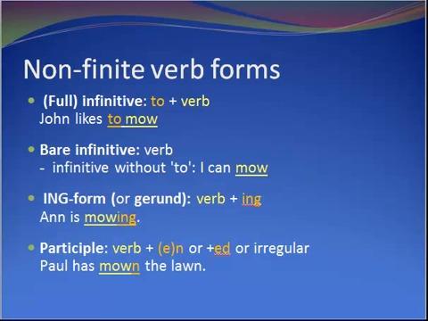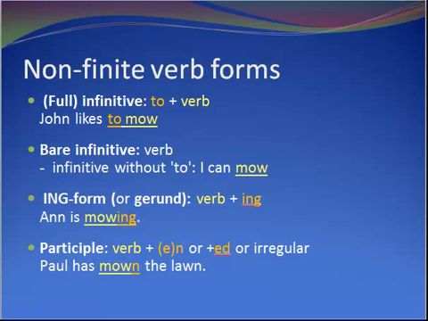And in the first place we find the full infinitive, and that is a to plus the verb, so something like John likes to mow. Then we have the bare infinitive, which is just the verb by itself, so it's the infinitive without to. Something like I can mow, and mow is the bare infinitive form. We've got an ing form where the name gives away what it is, so that's the verb plus an ing at the end. Something like Anne is mowing. Sometimes people refer to this as the gerund.